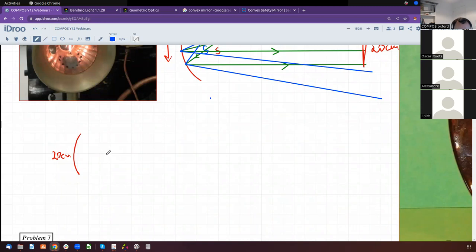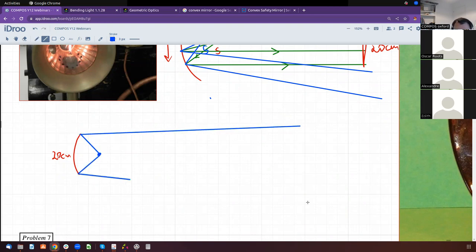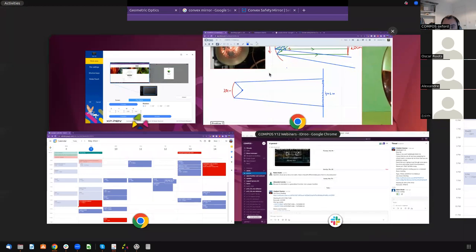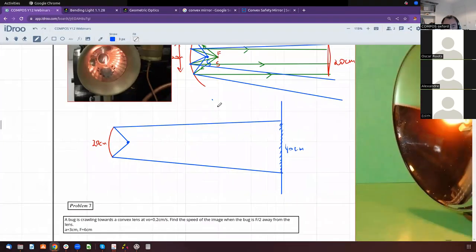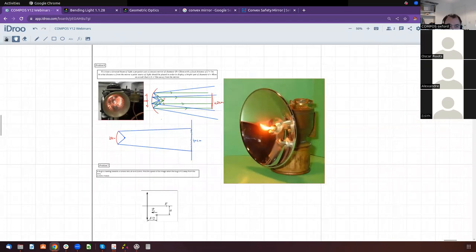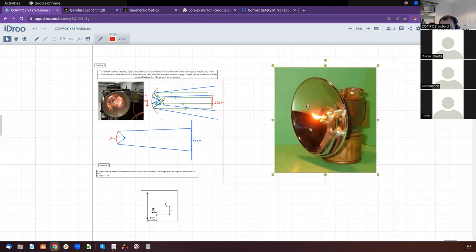So you would have a source of light here, and the rays would go like this, and like this. And when you place a screen here, the diameter of the bright spot on the screen is 40 centimeters. Okay. So this is what you need to do here. Now, this is just geometry and construction and just working it out.